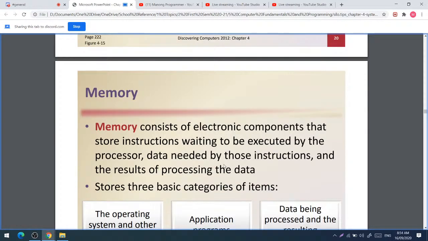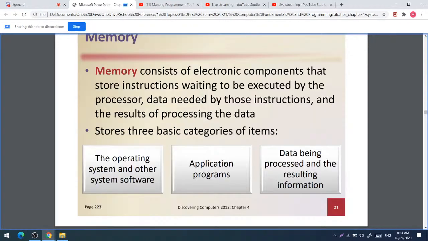And next, we have the memory. Memory consists of electronic components that store instructions waiting to be executed by the processor, data needed by those instructions, and the results of processing the data. So the applications we use and the instructions we need are stored in memory. Sir, what are those instructions? Number 1, take note of this one: the operating system and the system software.